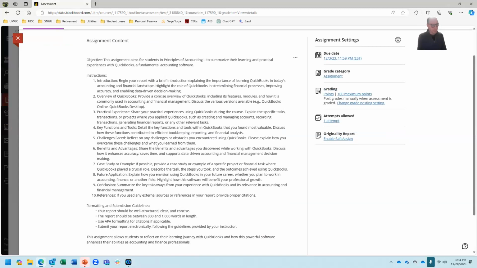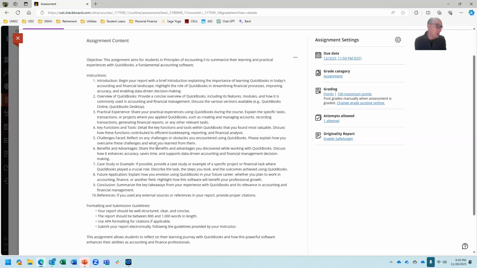You'll type up a report, just like you've hopefully done in previous classes. You'll have your name, the title of the report, the date, class, etc. on a title page. And you go into writing the report out. The report needs to have these 10 sections. It doesn't need to be terribly long. The report is on QuickBooks.